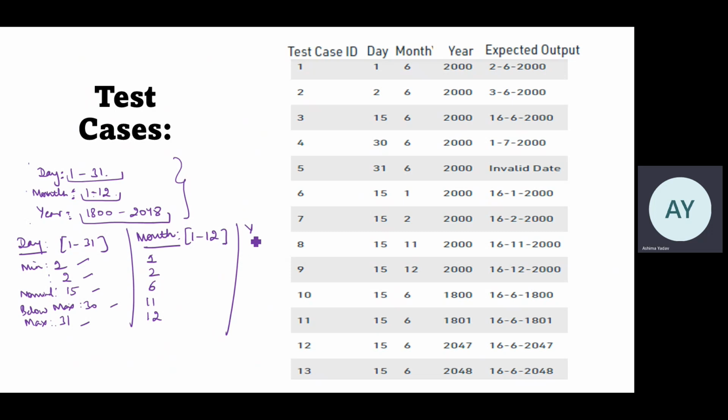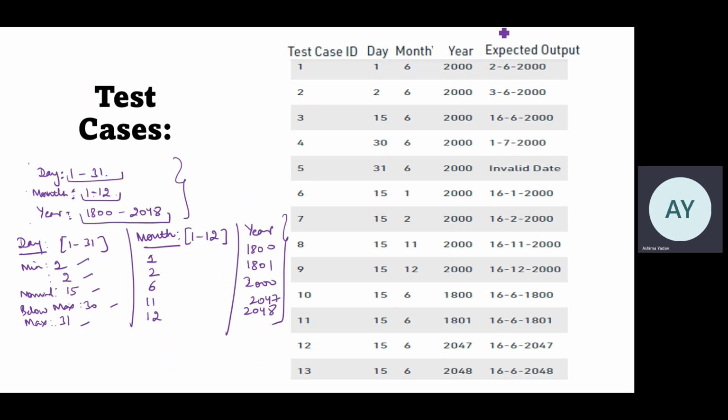Again, for year, we do the same thing. For year, the minimum value is 1800, value just above is 1801, maximum is this, value below the maximum is this, and the mid value. So the mid value here, they have taken 2000. Let's say take 2000 here as the middle value. So again, all the five things have been already defined for each of the input variables.